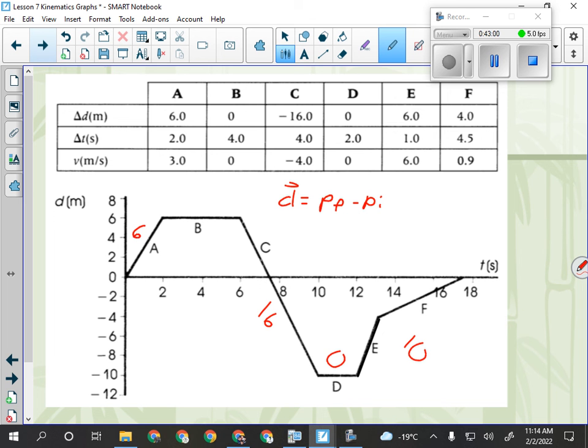So that involves having to do a couple of things. We have to recognize when the object is moving and when it isn't. So obviously in B and D, it's not moving. And then figure out how far does it go in each part, which is final position minus initial position. And we just add them all together because distance doesn't care whether you go forward or backward, just how far you go. That's why we just added them together. It didn't matter whether it was forward or backward. Okay, assuming that this all ends at 18 seconds, what's the average speed of the object?